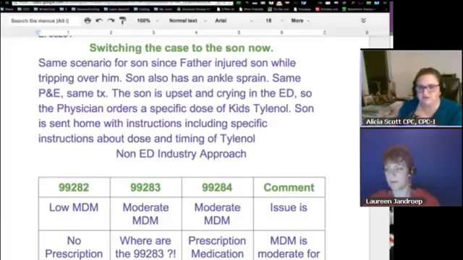So there's two ways of thinking of that. Now they had a little discussion about that, and that was pretty interesting. He felt that should be part of the leveling, that he took the time to write a prescription. Okay, so this is a non-emergency department industry approach.